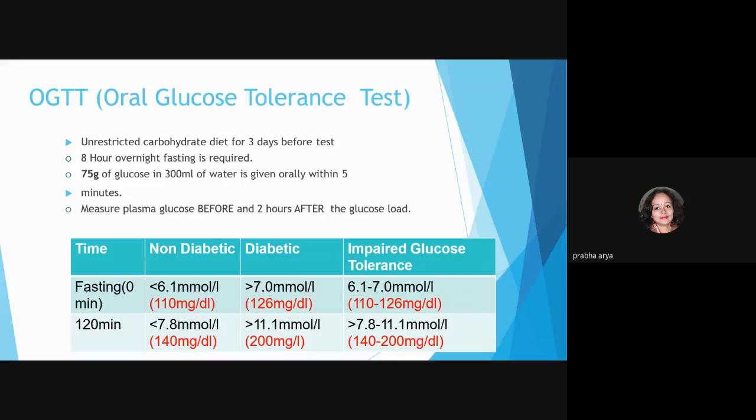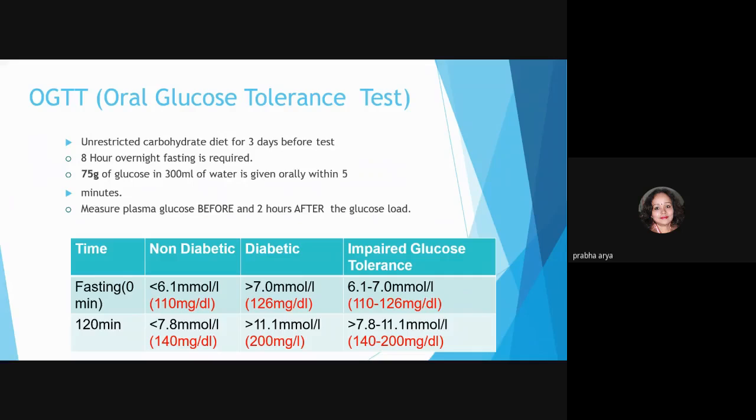And when you go to the hospital, first a blood sample is withdrawn, and then after that you are given 75 gram of glucose in 300 ml of water, and this solution you have to consume in 5 minutes. And after that you have to wait for 2 hours, and then your blood sample will be withdrawn. So this is done to measure the plasma glucose before and 2 hours after the glucose load.